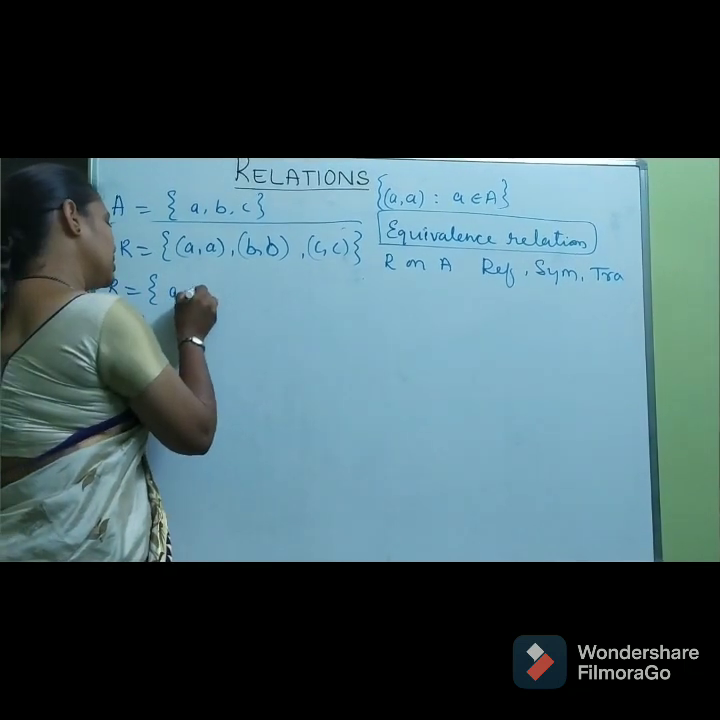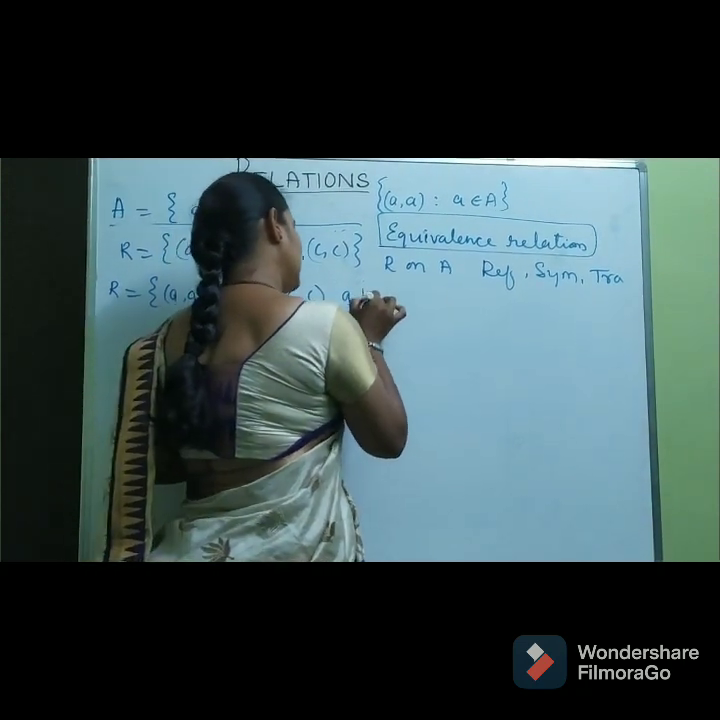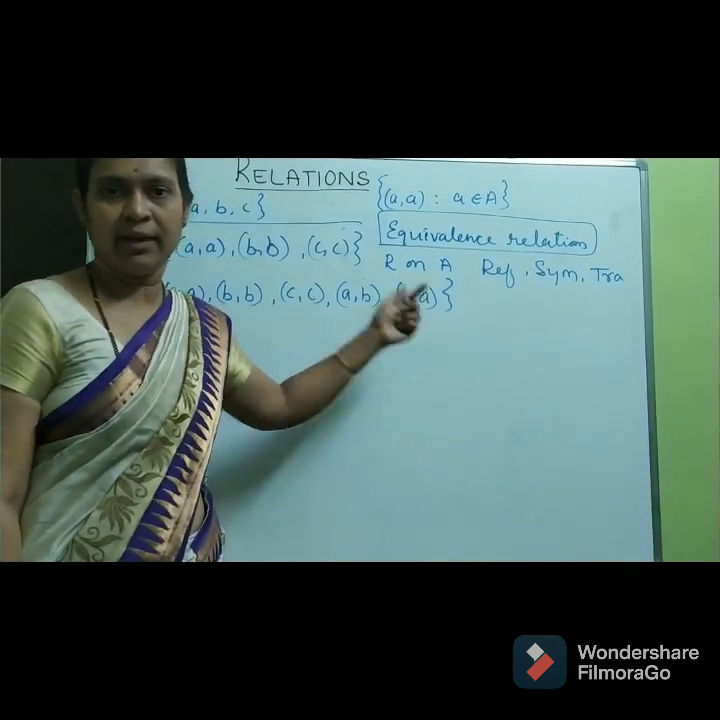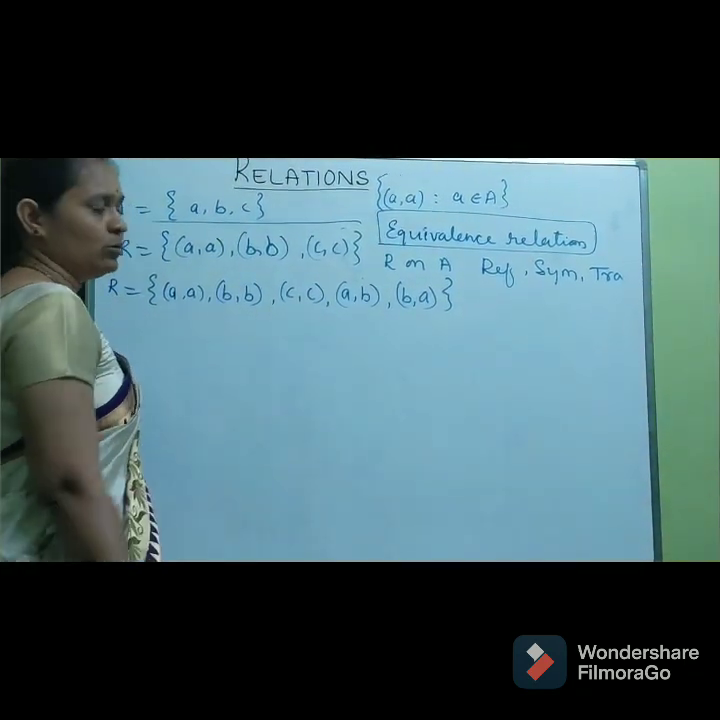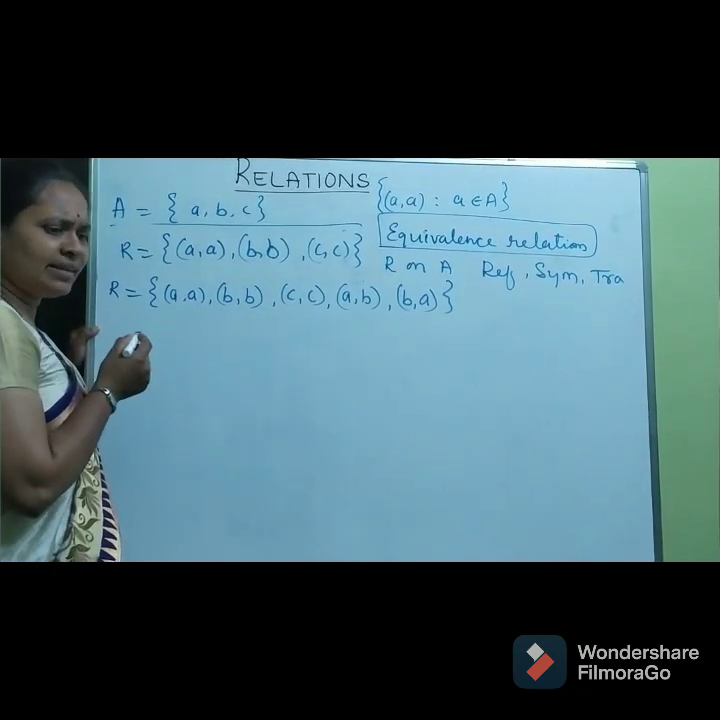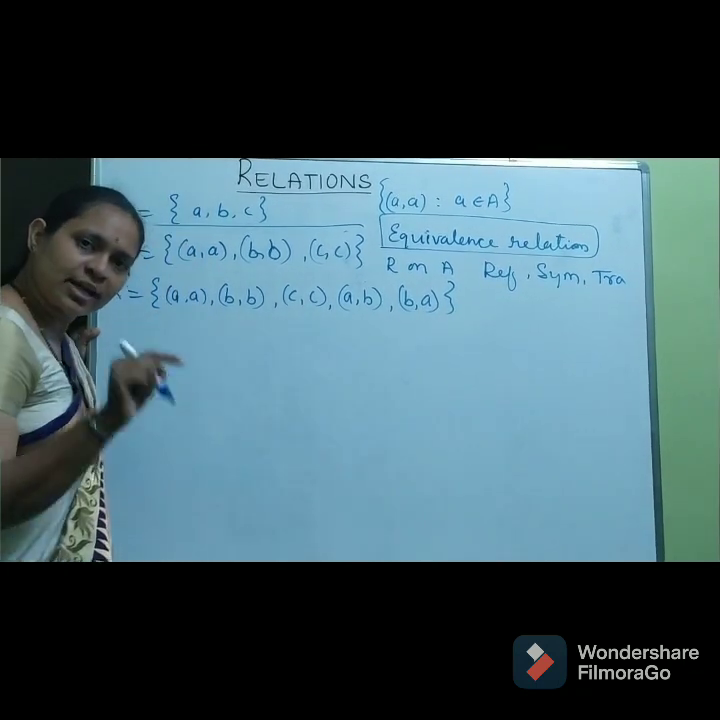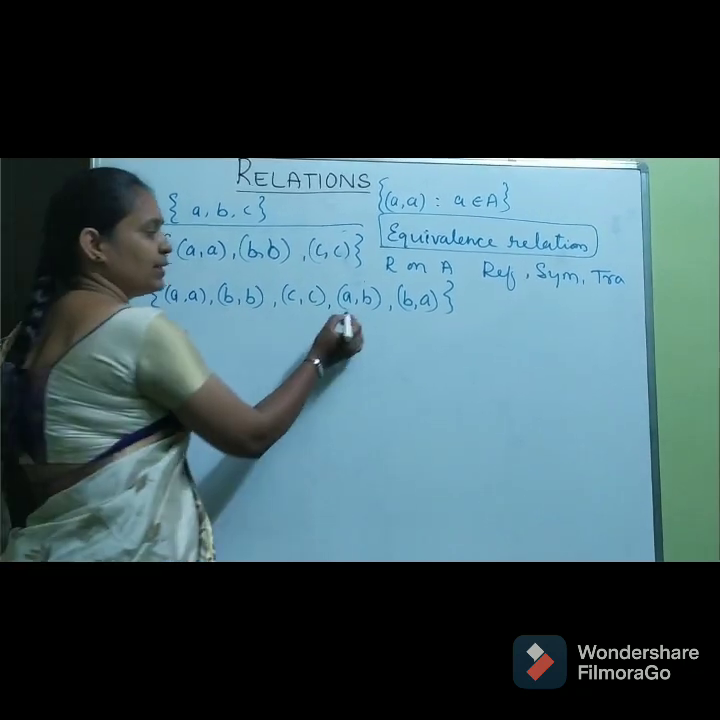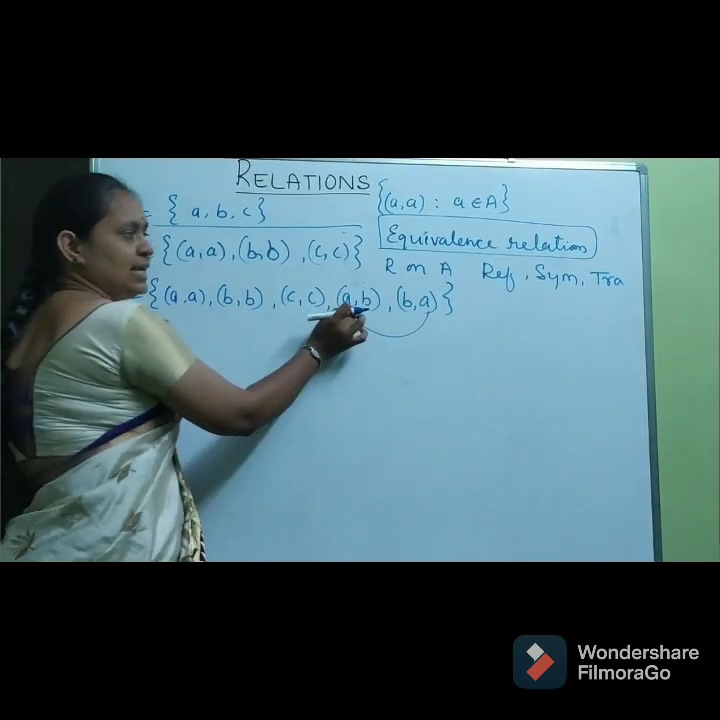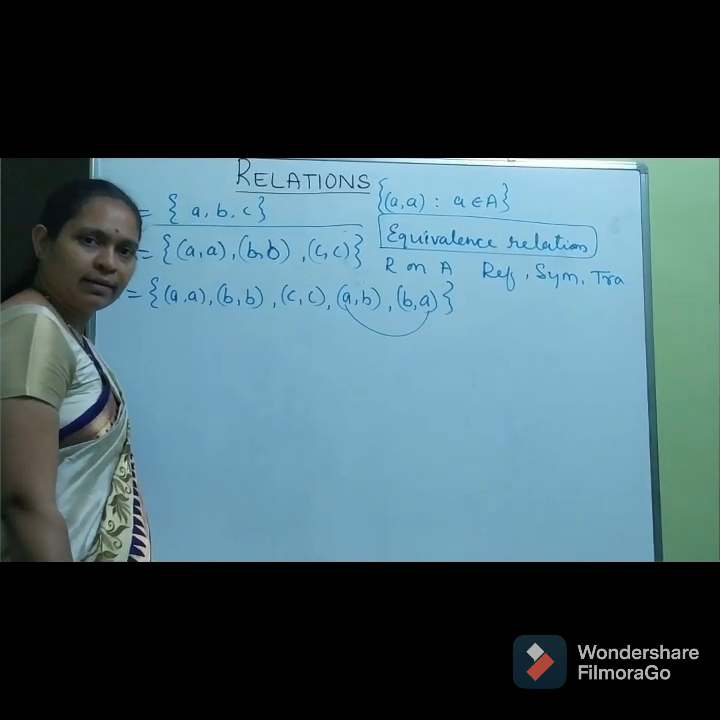R is equal to {(a, a), (b, b), (c, c), (a, b), (b, a)}. Last time I had not taken (b, a), now I am taking (b, a). Now see, since it is there, it is reflexive. No question about it. Is it symmetric? Yes, it is symmetric. (a, b) is there, (b, a) also there. Is it transitive? You may be thinking, (a, b) is there, (b, a) is there, (a, a) also there.